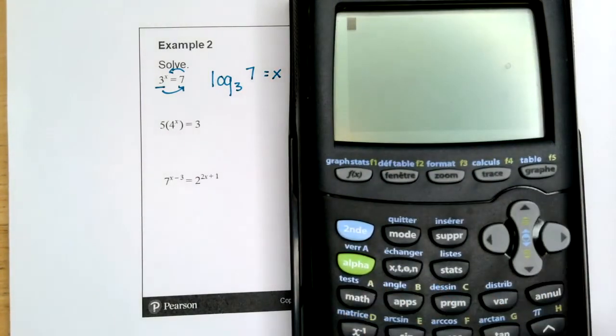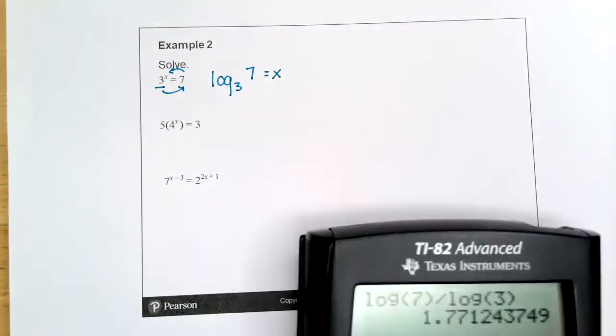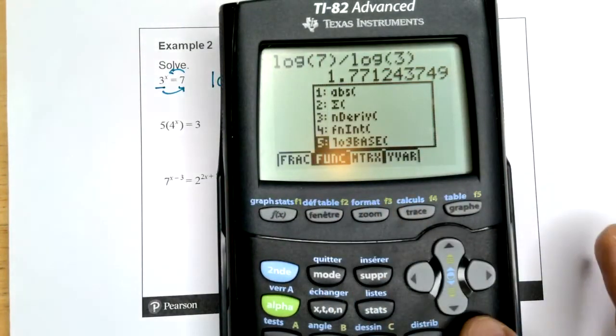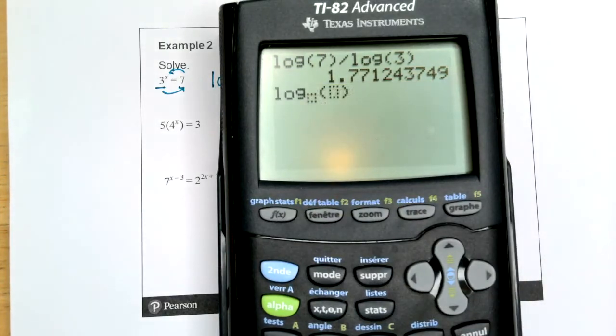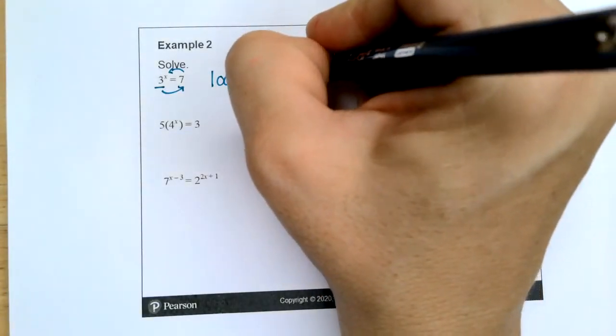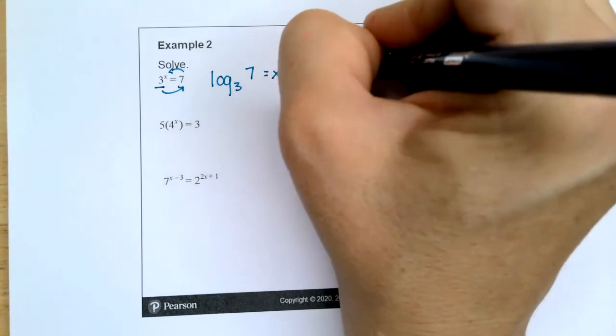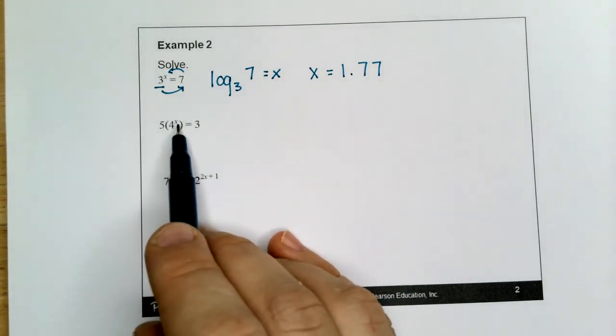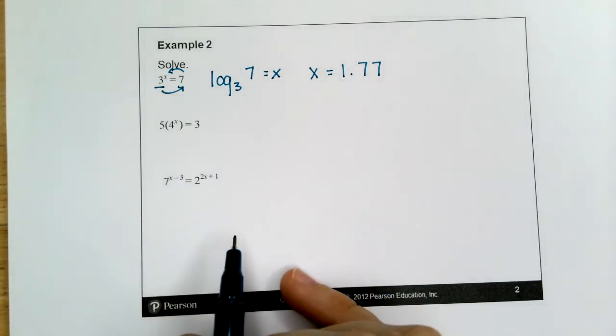And you can either say log of 7 divided by log of 3, or you can say log base 3 of 7. Either way, you get 1.77. Good. All right. Here we have 5 times 4 to the x power equals 3.